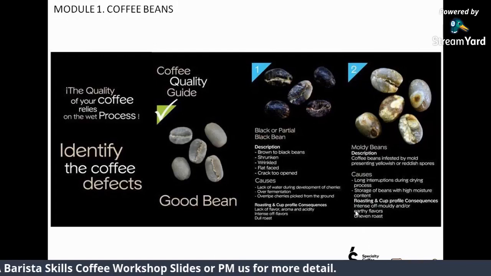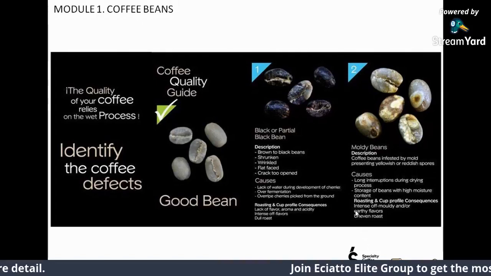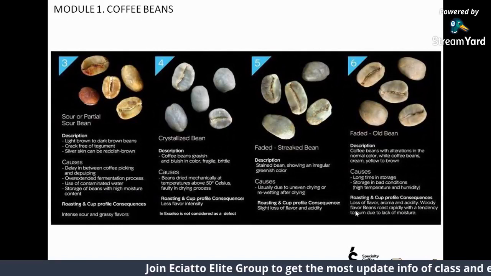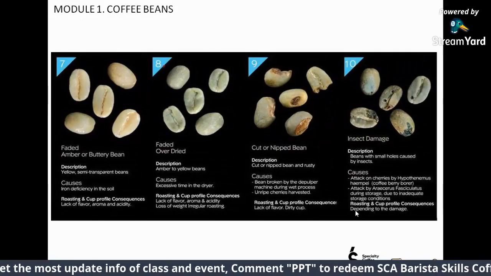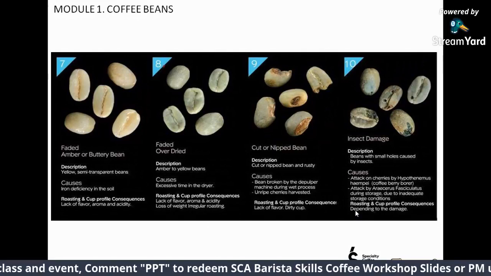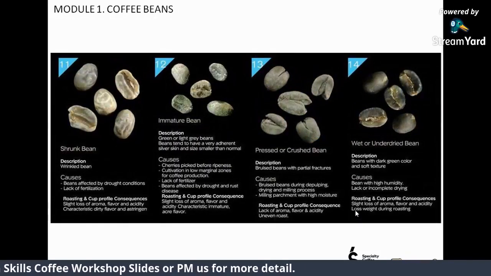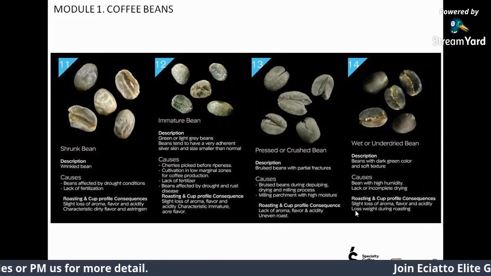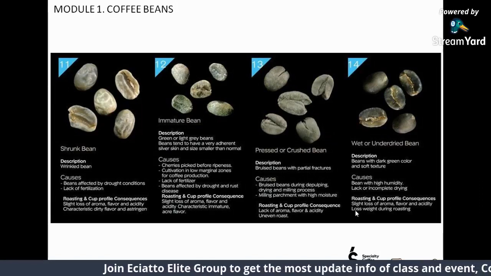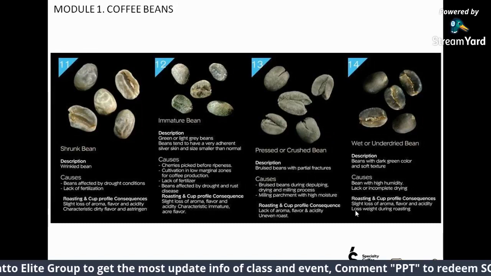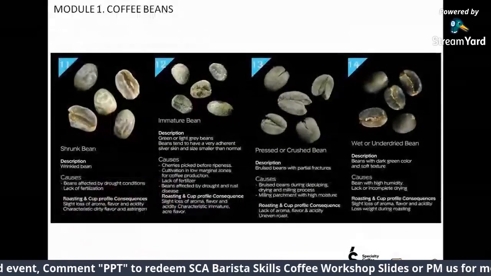So let's check how many defects there actually are. First we have black or partial black beans, moldy beans. Then sour and partial sour beans, crystallized beans, faded or old beans, amber or buttery beans, overdried beans, cut or nipped beans, or beans with insect damage. Then beans that did not develop fully, immature beans, and beans pressed or crushed during travel or processing. Then wet or totally undried beans, beans that are not dried well. So these are mostly all the defects you can see on green coffee.